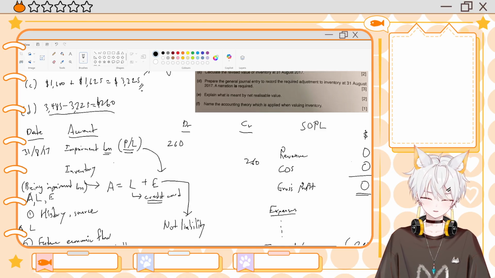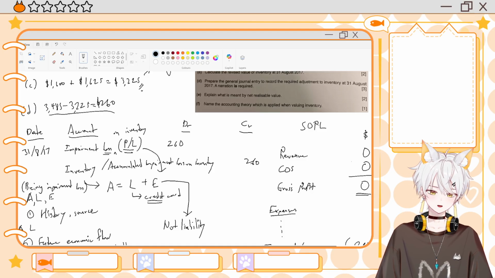Another way you write it is accumulated impairment loss on inventory. Then the first one will just be impairment loss on inventory, if you want to spell out the full account name.